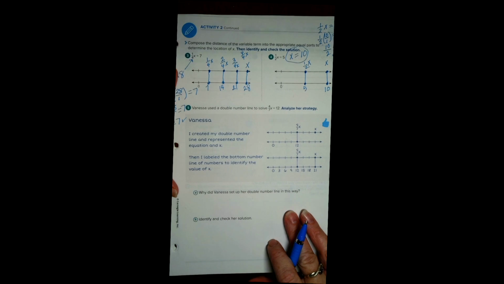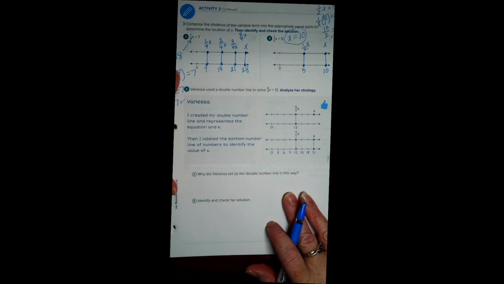Okay, next one, number 5, says, Vanessa used a double number line to solve 4/7 x equals 12. Analyze her strategy. So she says, I created my double number line and represented the equation 4/7 x. Then I labeled the bottom number line of numbers to identify the value of x. Okay, so let's see what she did.